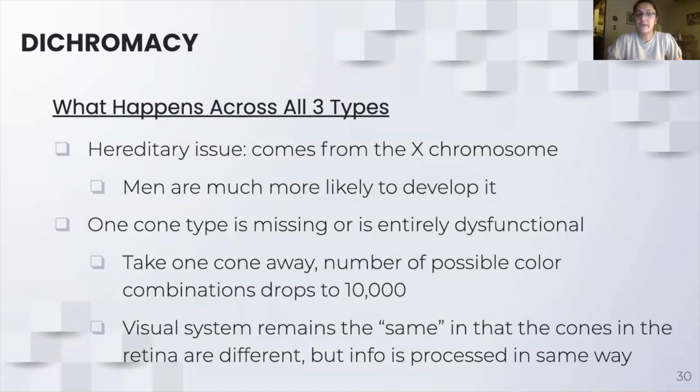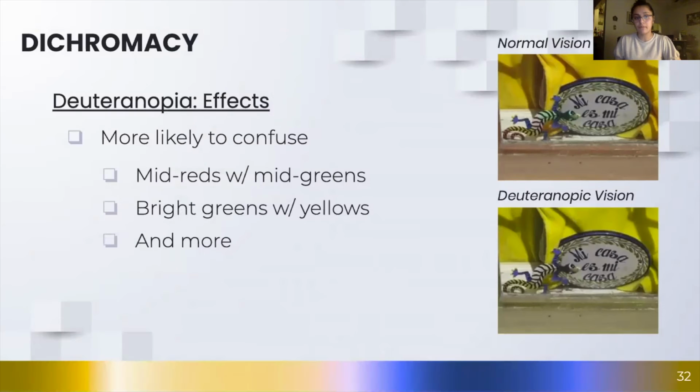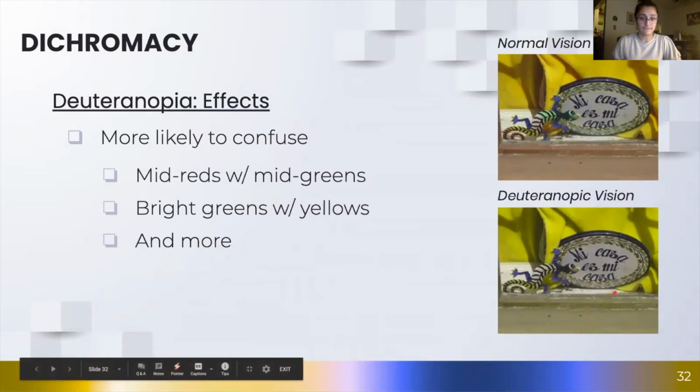Now, the visual system remains the same in that the cones in the retina are different, but the information is processed in the same way. And deuteranopia occurs when the M cones of the eye are absent, and you can only distinguish 2 to 3 different hues, while a person with normal vision sees 7 hues. And this affects 1% of the male population and 0.1% of the female population. People with deuteranopia are more likely to confuse mid-reds with mid-greens, bright greens with yellows, and much more. And here is an example of what normal vision would look like and what deuteranopic vision would look like.